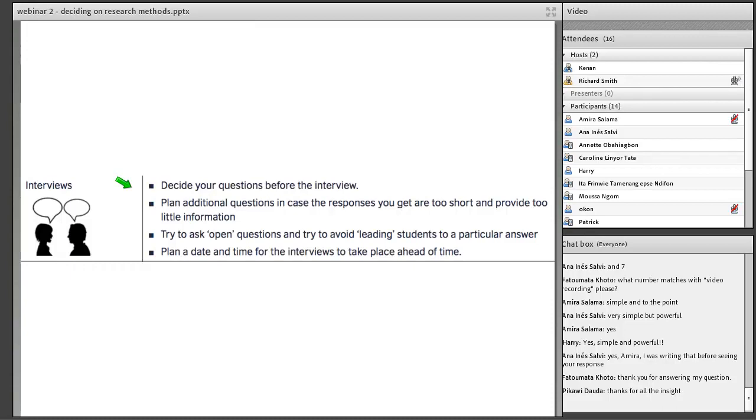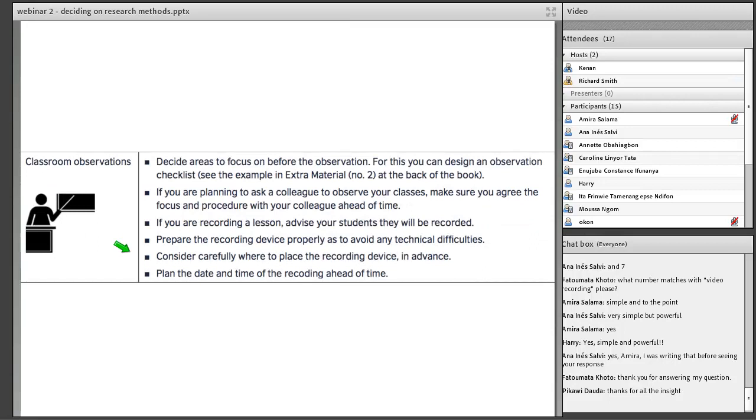Just some tips about interviews. Decide the questions that you want to ask before your interview. Don't try and think on the spot. Plan enough questions, just in case people are not going to speak very much. But allow the people to speak as much as they can. Don't interrupt them too much. Try to ask open questions and not lead students to a particular answer too much. And plan them well in advance so that everybody knows when they're going to happen.